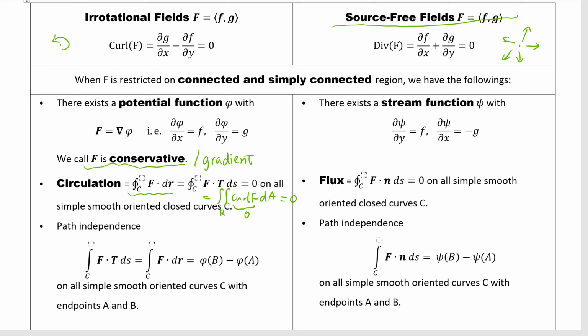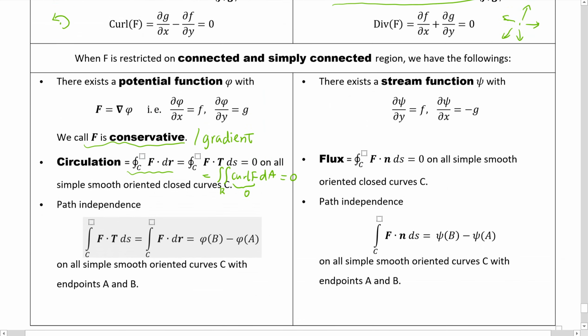So far, so good. And furthermore, for conservative vector fields, we have the fundamental theorem of line integrals. The line integral equals our potential function evaluated at the terminal point minus the potential function evaluated at the initial point. This works for all simple, smooth, oriented curves C. So that's why the line integral does not depend on the path. It only depends on the initial point and the terminal point.